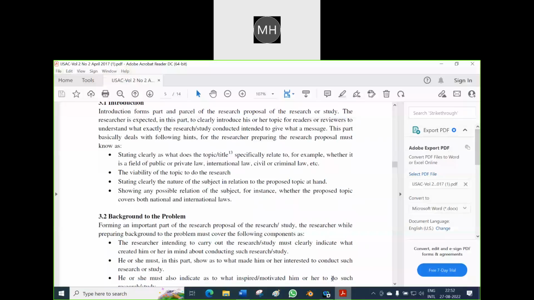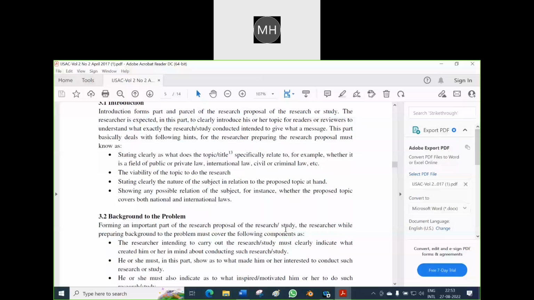The second bullet is the viability of the topic to do the research. Why do you want to do the research? What is the viability? It means whether there are certain lacunae, whether there is no legislation, whether there are no decided cases, and how viable the topic is for research. Why do you want to do the research, and what do you want to show to the public? That should come into this area.